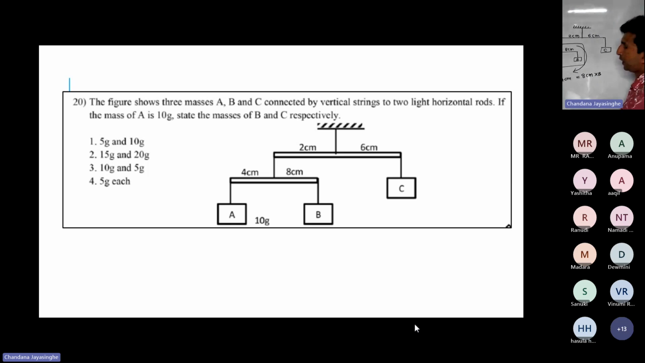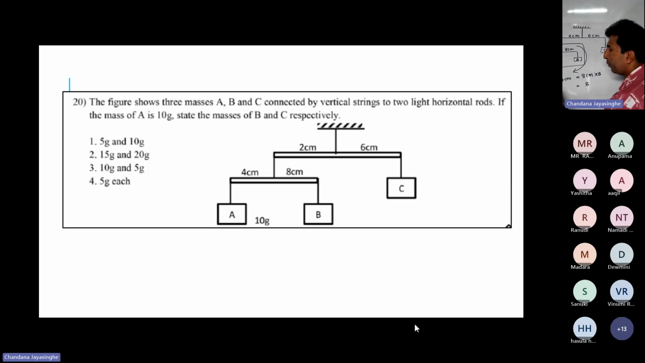Right. So what can we do? Unknown factor B. We know clockwise moment means 8 centimeter into B. Anti-clockwise moment means 4 centimeter into 10 gram. To keep it in equilibrium, we have to find the value of B. Here we have to make B the subject.